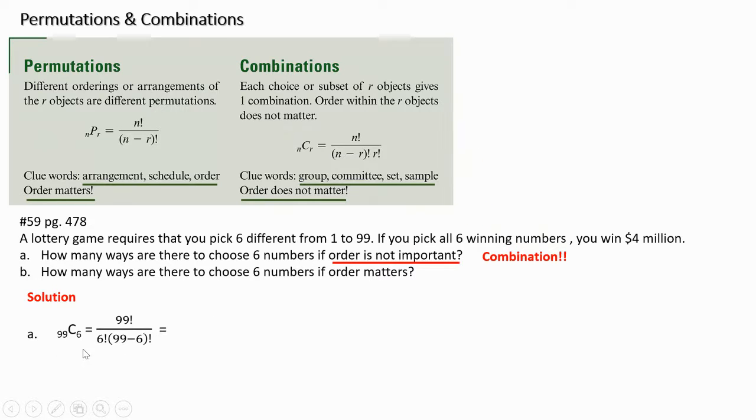So it's going to be 99 combination 6, because there's 99 numbers to choose from, and they want them in sets of 6. So there's my formula, and then this is my result. What is it, like 1,120,529,256?